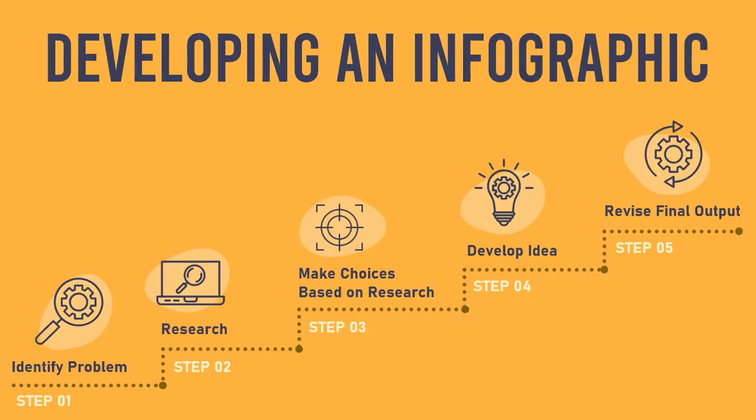So here are the steps involved in producing a quality infographic. The first one is identify a problem. Step 2 is research. Step 3 is making choices based on the research. Step 4 is develop the idea, and then step 5 is we revise back our final output.